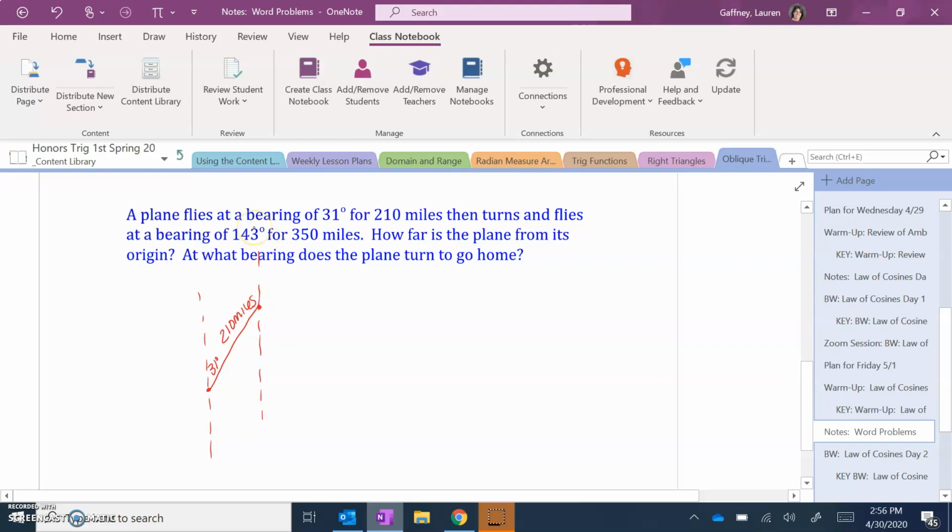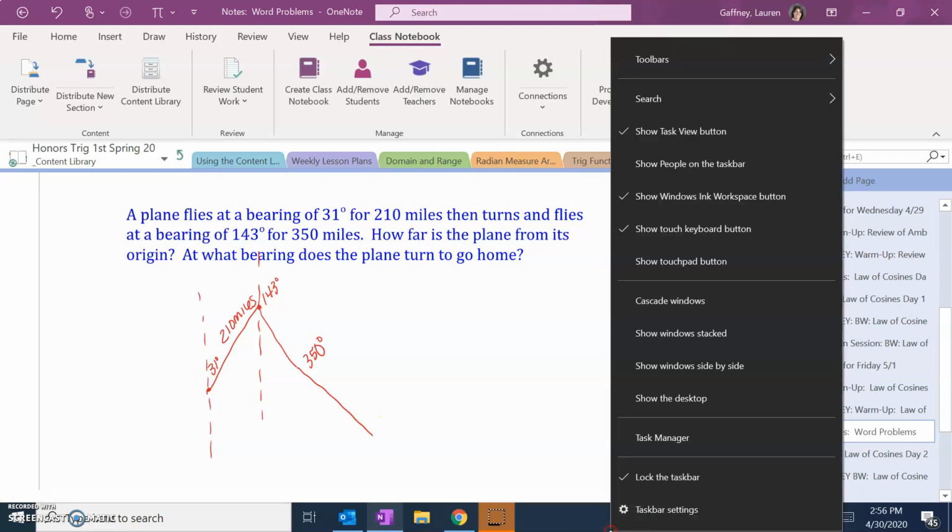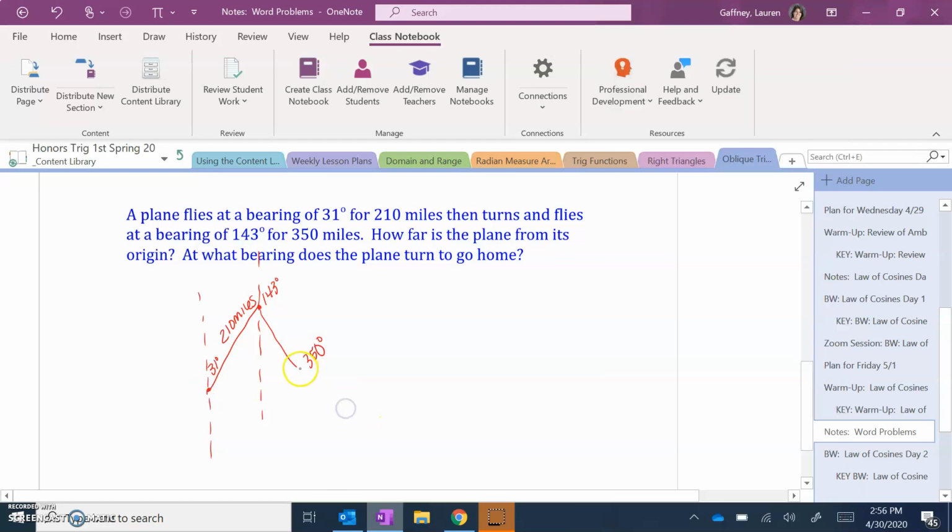Once again, there's no north, south, east, west, so that's from due north, 143 degrees. That would be 90, so like this, 143 degrees. Now, if this is 210 and it's going for 350, let's make that bigger. How far is the plane from its origin, where it started? I'm going to make this a little bit shorter.